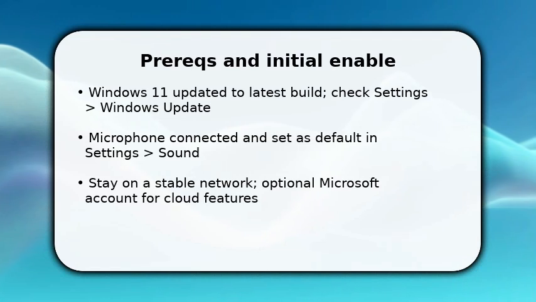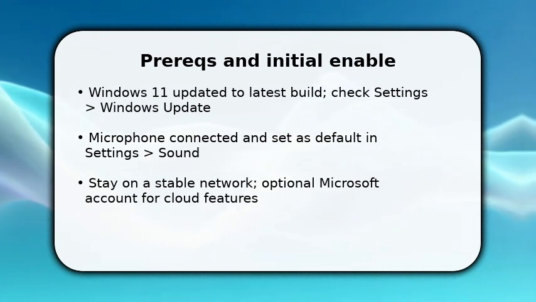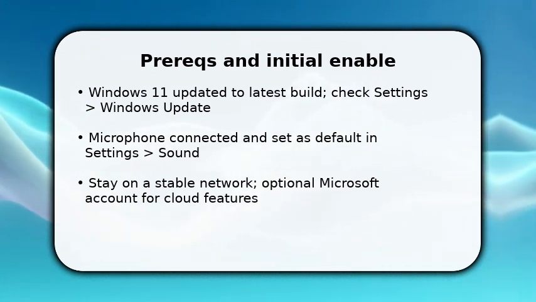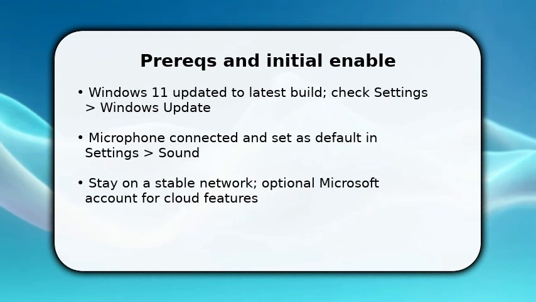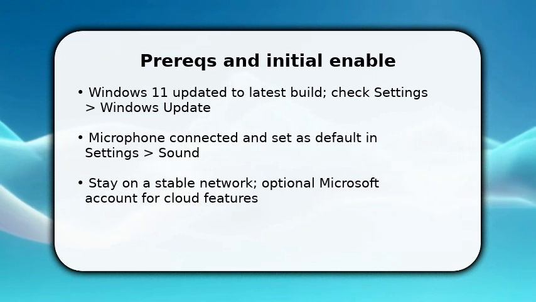You'll start by confirming essentials so voice access works reliably. First, make sure Windows 11 is updated and your microphone is connected and set as the default input device. Once done, open Settings and search for voice access. Enable the feature and allow microphone permissions when prompted.